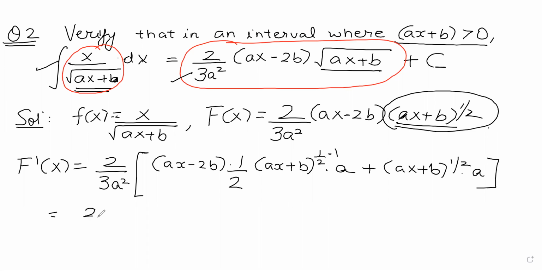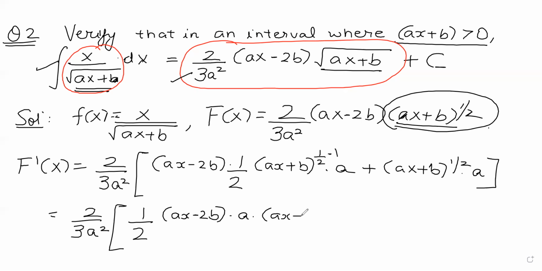Now let's work this out forward. So 2 upon 3a square times half times ax minus 2b, and then we also have an a, times ax plus b to the power minus half plus a times ax plus b to the power half. Okay, so now let's see what we get. I am erasing the initial part.